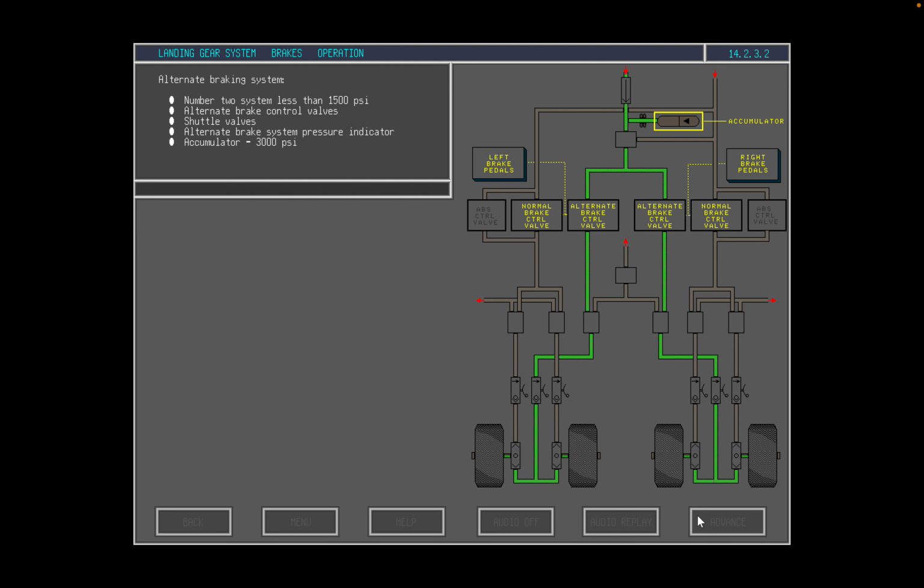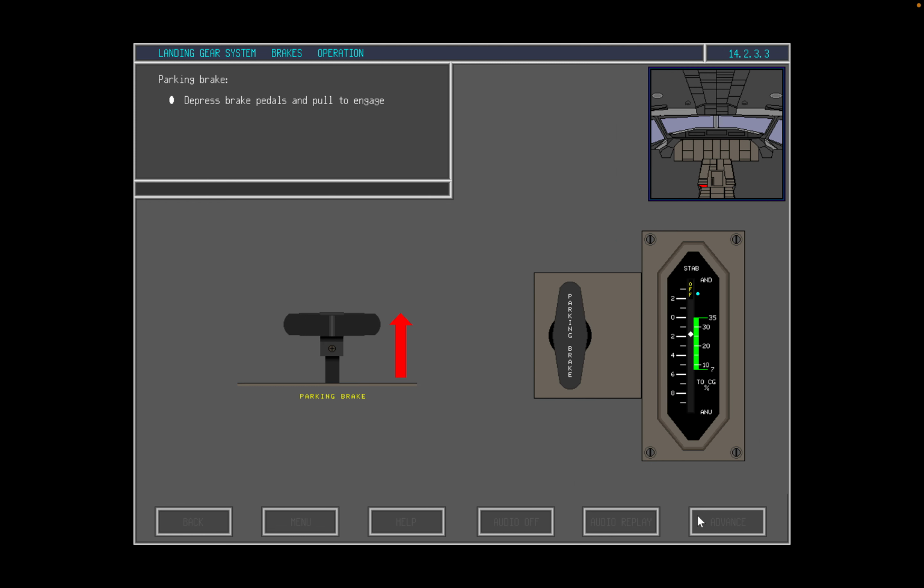The unit is pre-charged to a pressure of 1,000 psi. Should the number 1 system fail, a non-return valve will prevent the accumulator pressure from being released into the system. The stored pressure in the accumulator can be utilized for up to 6 applications of the brakes. We shall now consider parking brake operation.